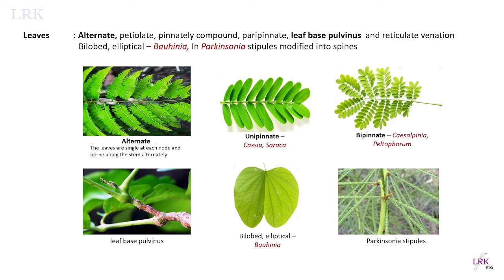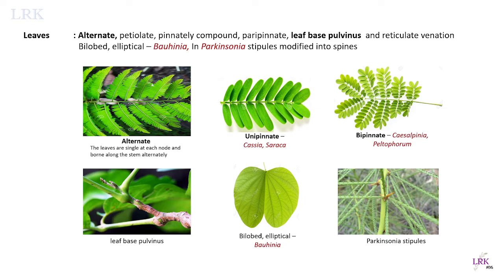Okay, and in Bauhinia, you can see the bilobed and elliptical leaves. These are the bilobed and elliptical leaves which are seen in Bauhinia. And in Parkinsonia, stipules are modified into spines. So what are stipules? The outgrowths which are present at the base of the petiole are known as stipules. Sometimes they are small green colored scale leaf-like structures present on either side of the petiole, and here in Parkinsonia these stipules are modified into spines.